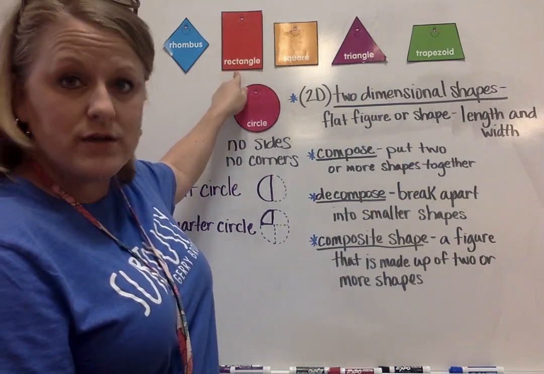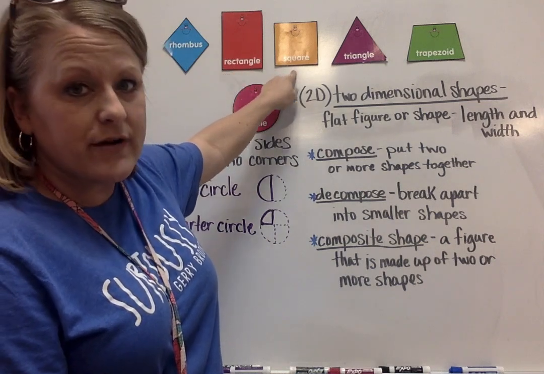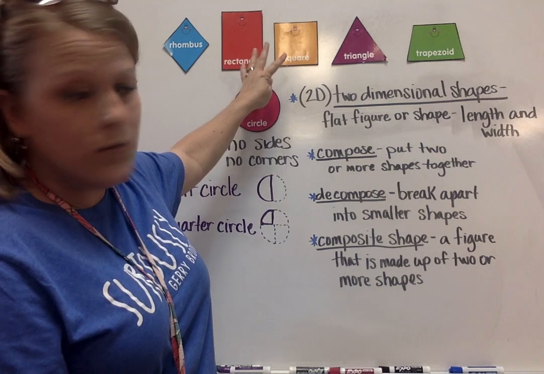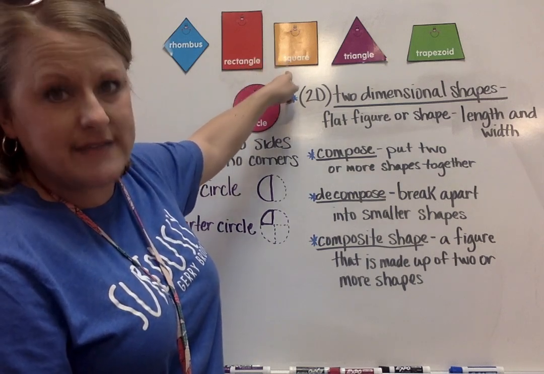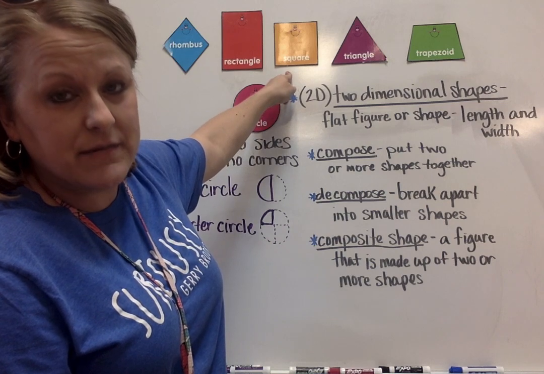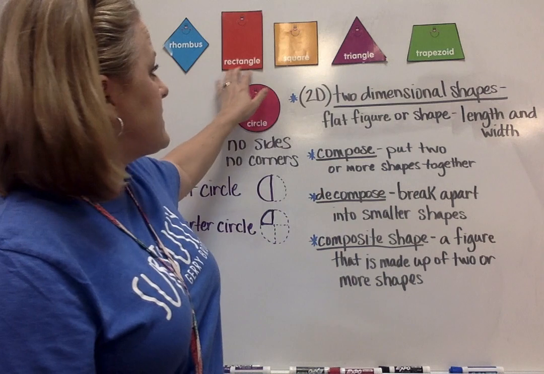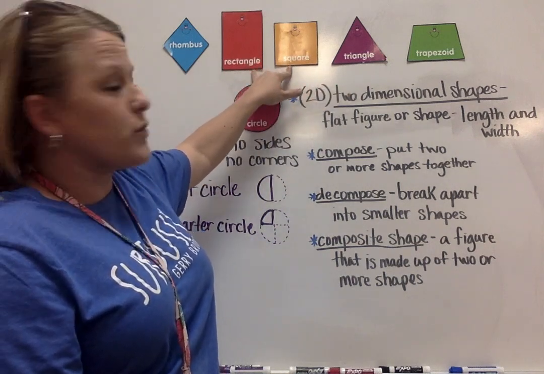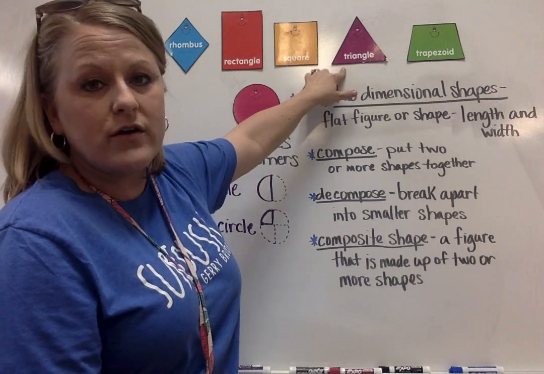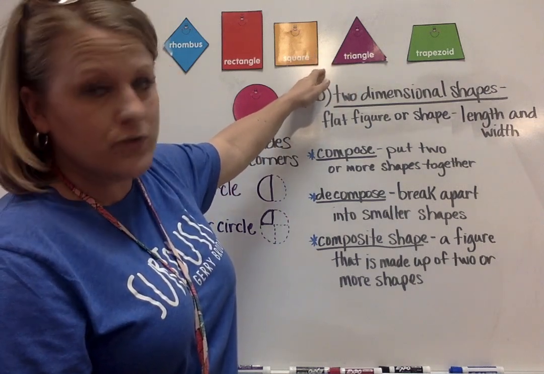A rectangle has two long sides and then two shorter sides. And then a square is different. They both have four sides and four corners, but a square is different because all the sides in the square are the same length. And then the difference in these three. These two have four sides and four corners, and then we come to a triangle, and the characteristics of a triangle are three sides and three corners.